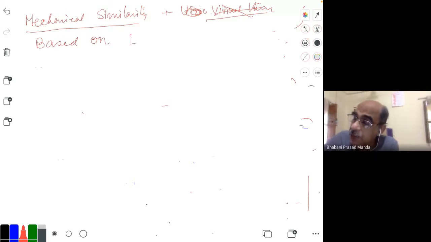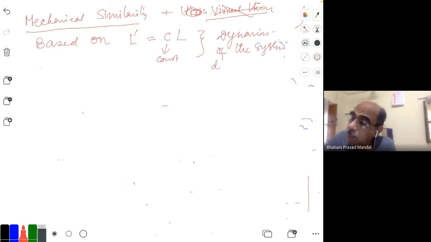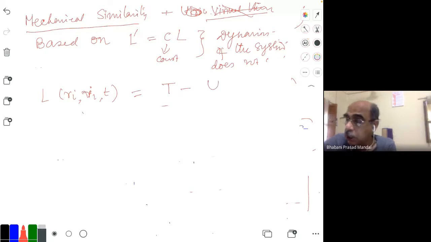So mechanical similarity is based on the property that if the Lagrangian is multiplied by a constant, then the dynamics of the system does not change. So let me consider a Lagrangian, which is a function of ri, vi and t. Suppose this is a Lagrangian, which we also consider as the kinetic energy minus potential energy.